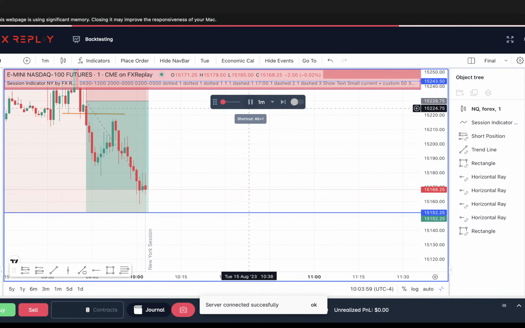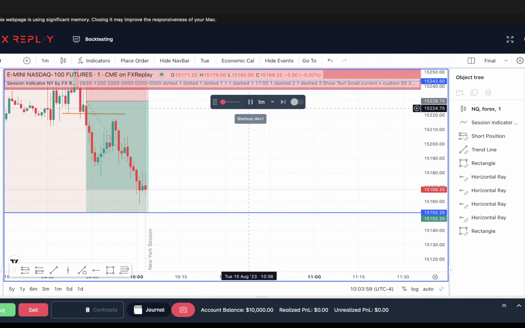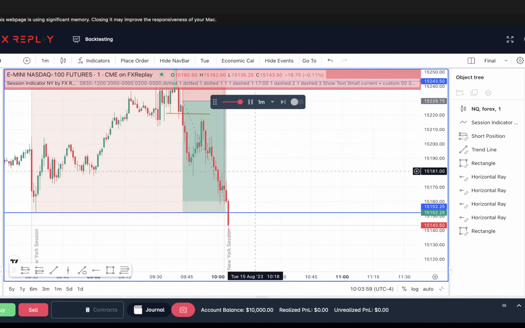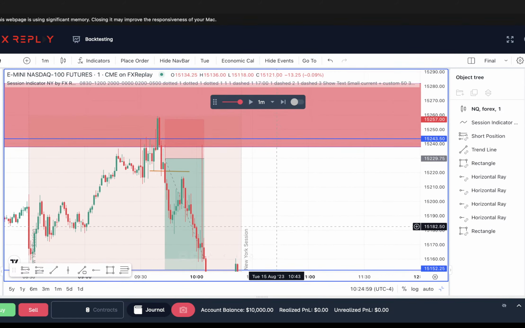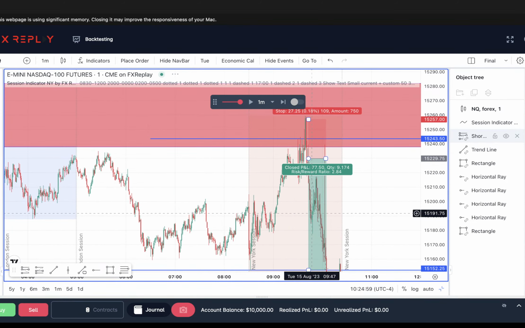My computer froze, but it's definitely going down there. Boom. Great trade. See what I'm saying? That's it. Mark your liquidity on the 30-minute, execute.